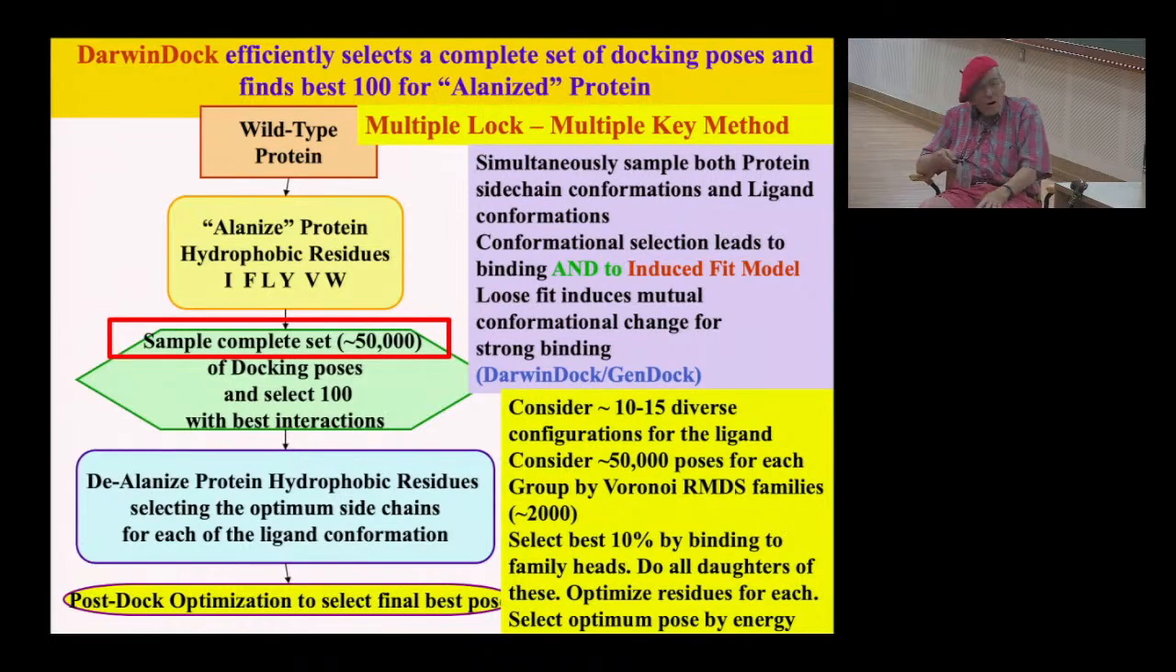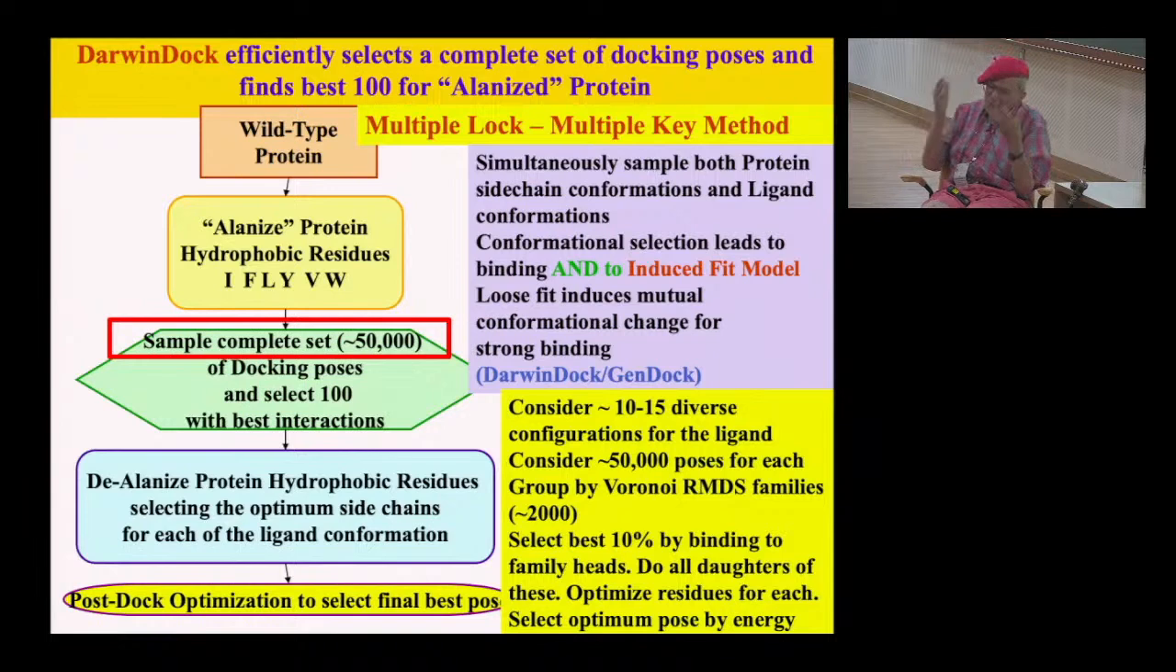But in all those calculations, we ignore the 6 big hydrophobic residues. So it makes plenty of room for this ligand to find good positions. From the 50,000, we reduce it down to 100 best ones. We put back the hydrophobic side chains, but now we use the SCREAM procedure. Each one of those 100 structures has a different best configuration of these hydrophobic residues.